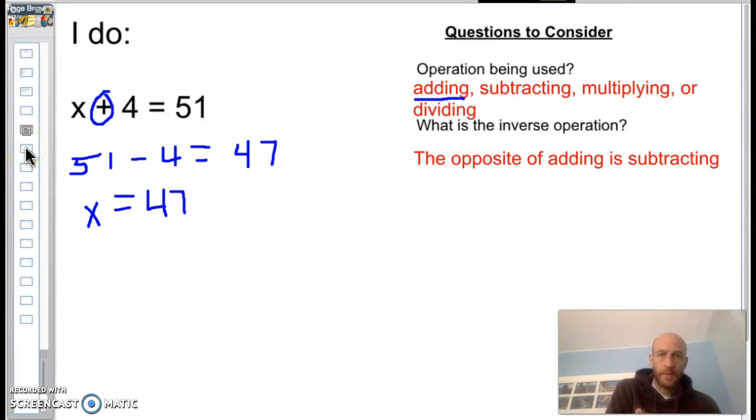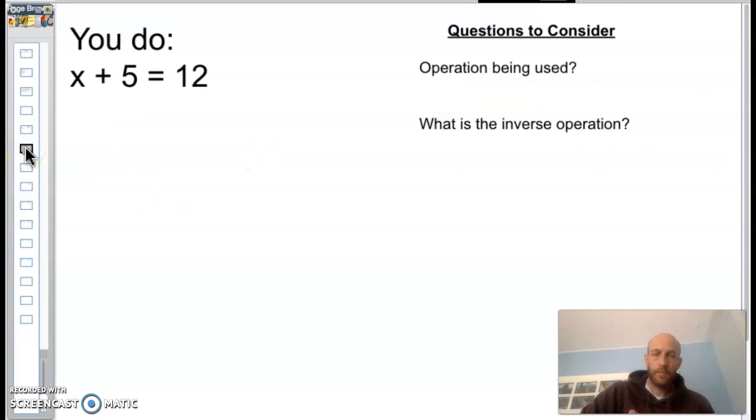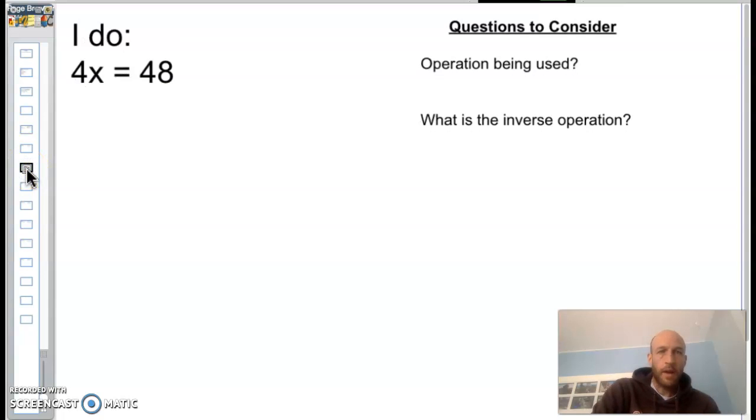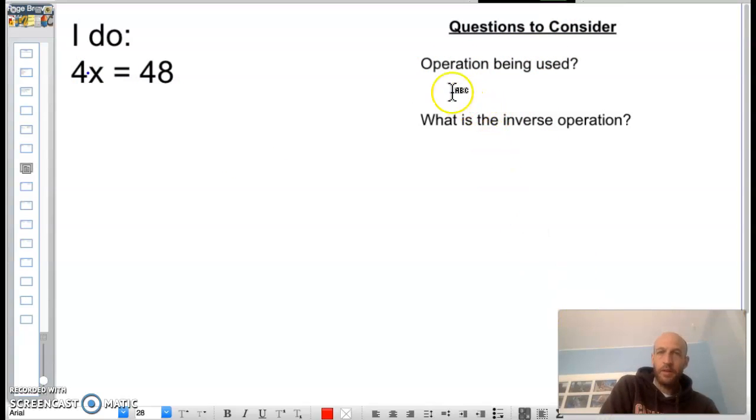Okay, I want you to try this next one. Okay, let's look at this next one, all right? So I have this problem, 4x equals 48. Now mathematicians are sometimes pretty lazy. They say 4x, it means 4 times x. So what operation is being used? The operation that is being used here is multiplication.